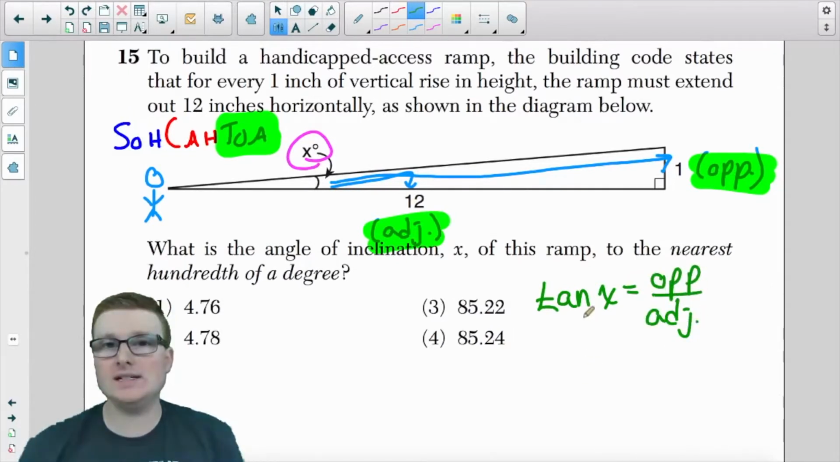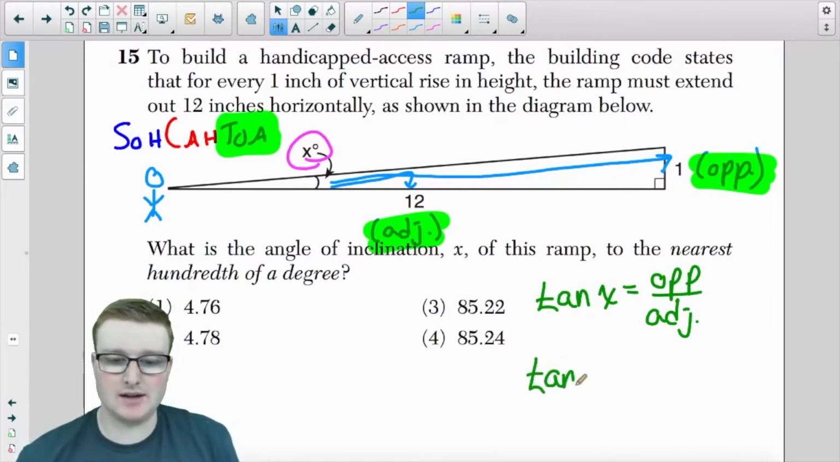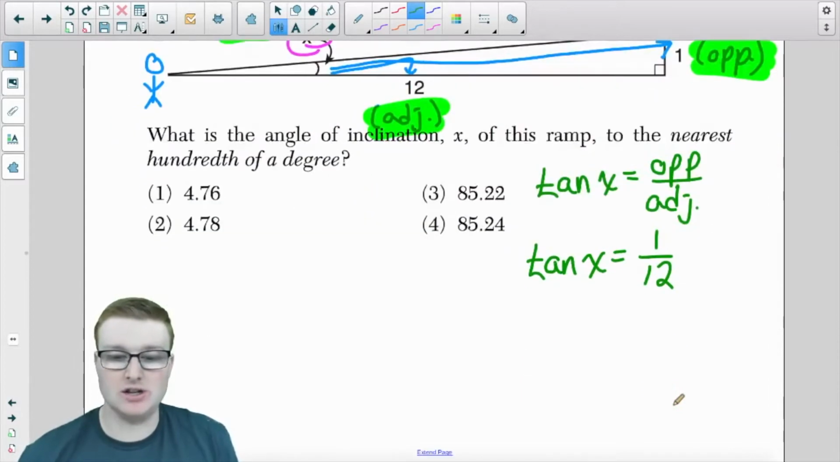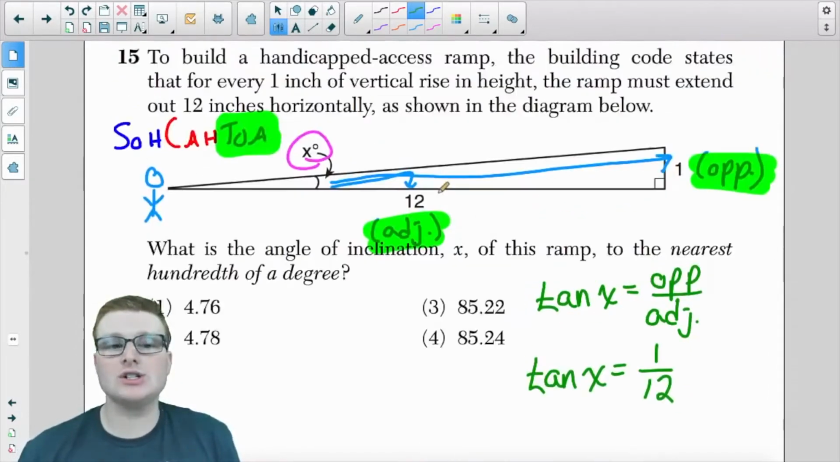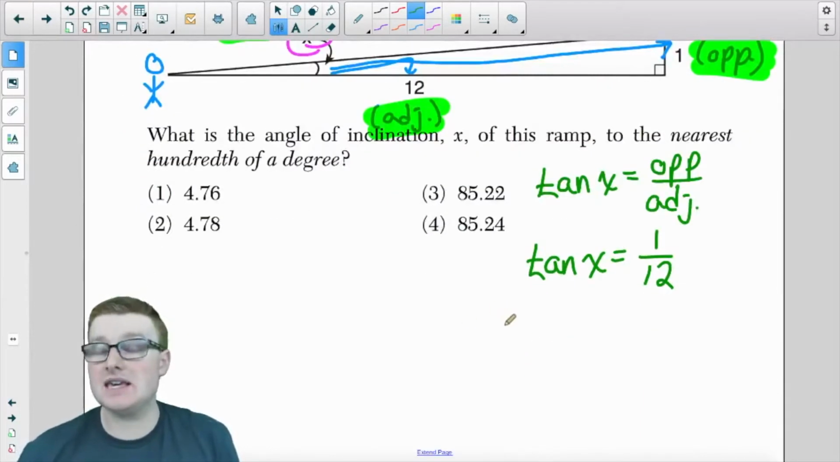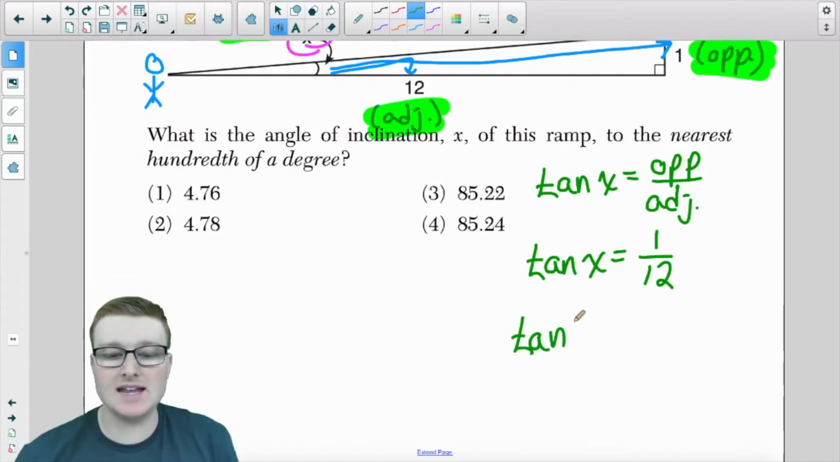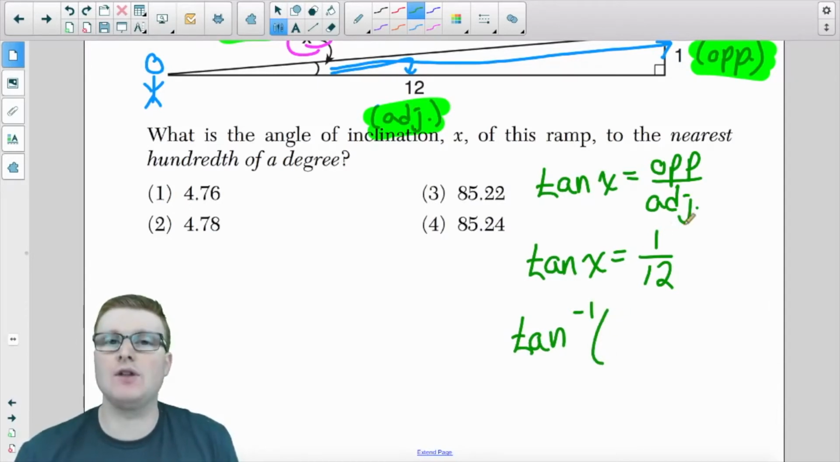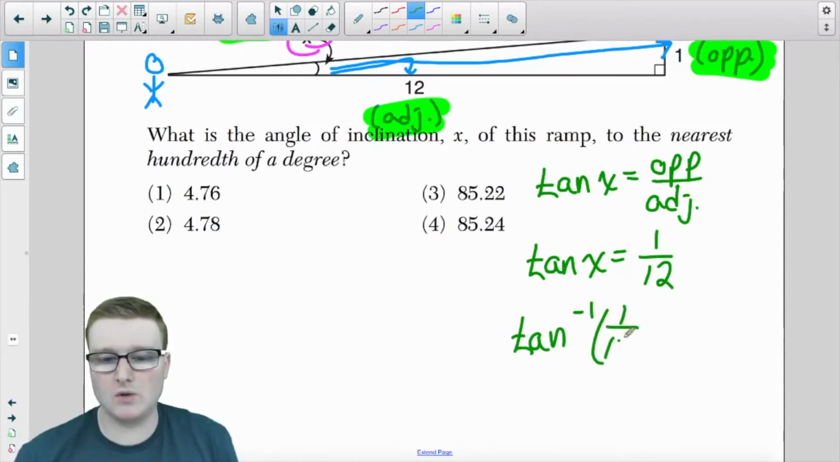We need to find angle x. So the tangent of x is equal to the opposite side, which is 1, over the adjacent, which is the number 12. The problem is, what do we do from here? In order to solve for angle measures, you have to use the key on your calculator called tan inverse. Many of you call it tan -1. It's actually called tan inverse. Doesn't really matter to me personally, but it's called tan inverse. So we're taking the tan inverse of the ratio, 1 over 12.